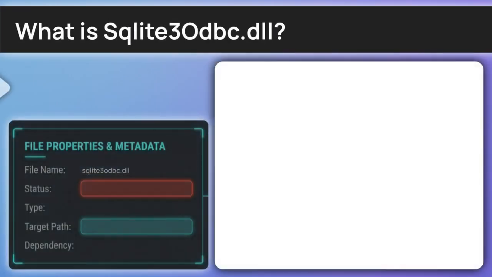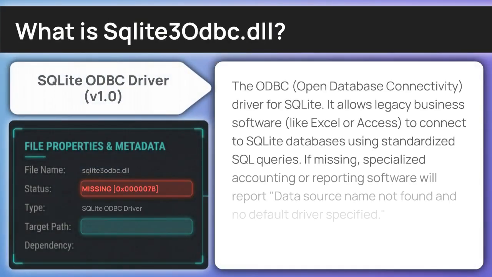This is the SQLite3 ODBC Driver, the ODBC Open Database Connectivity Driver for SQLite. It allows legacy business software, like Excel or Access, to connect to SQLite databases using standardized SQL queries. If missing, specialized accounting or reporting software will report data source name not found and no default driver specified. Since we've covered what this file is, let's move to the primary fix.